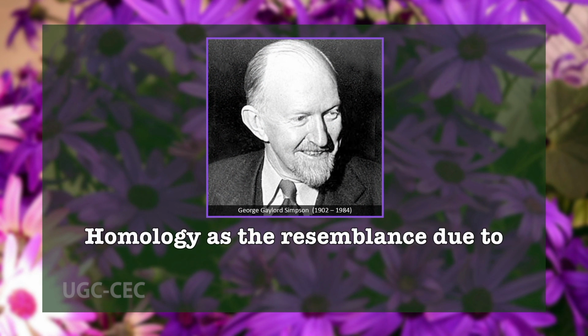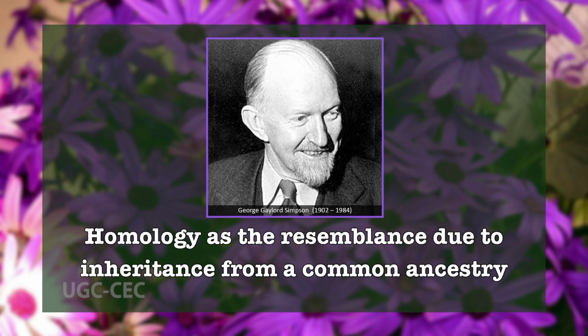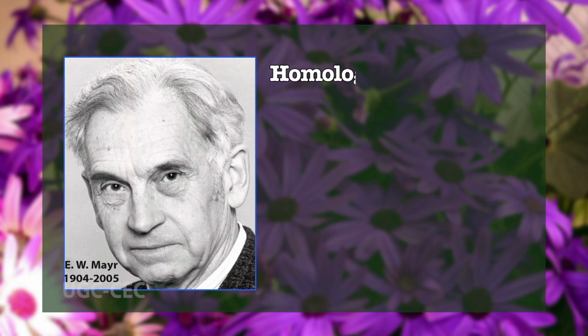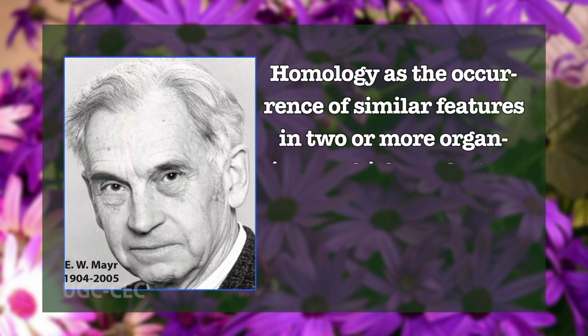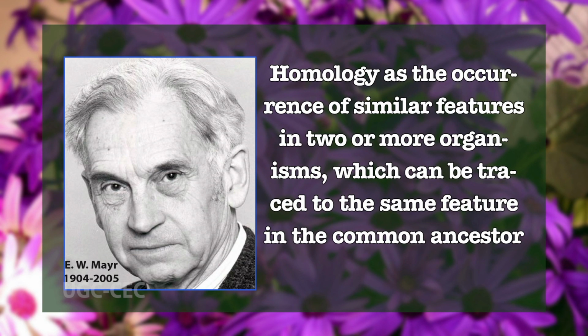In the recent past, phylogenetic interpretation has been applied to these terms. Simpson defined homology as the resemblance due to inheritance from a common ancestry. Analogy similarly represents functional similarity and is not due to inheritance from a common ancestry. Mayr similarly defined homology as the occurrence of similar features in two or more organisms which can be traced to the same feature in a common ancestor of these organisms. It is, as such, imperative that homology between two organisms can result only from their having evolved from a common ancestor, and the ancestor must also contain the same feature or features for which the two organisms are homologous.